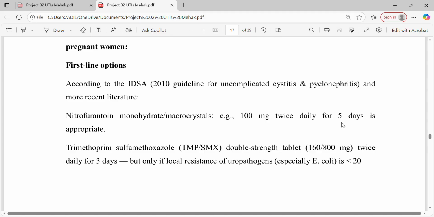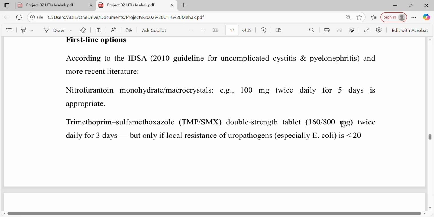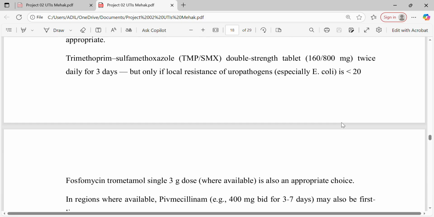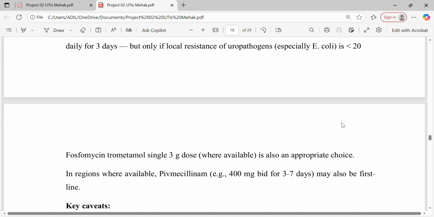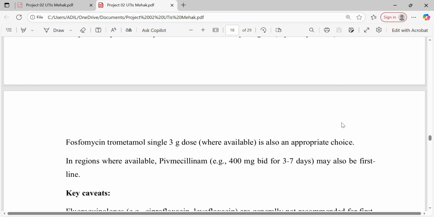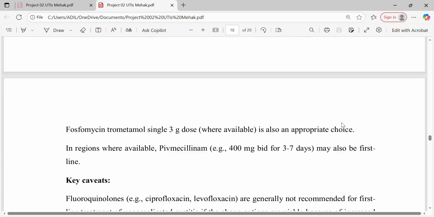Trimethoprim-sulfamethoxazole double-strength tablet, 160 by 800 mg, twice daily for 3 days, but only if local resistance of uropathogens, especially E. coli, is less than 20%. Fosfomycin trometamol, a single 3-gram dose where available, is also an appropriate choice. In regions where available, pivmecillinam may also be first line.